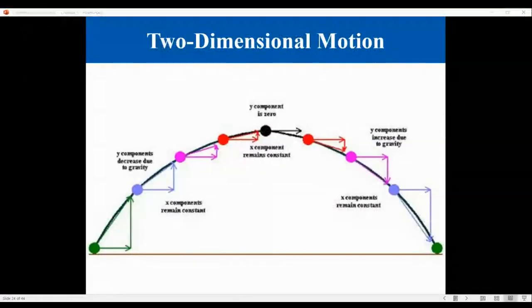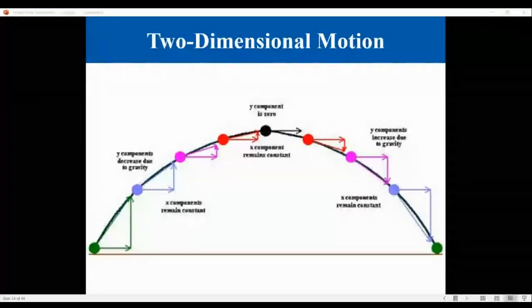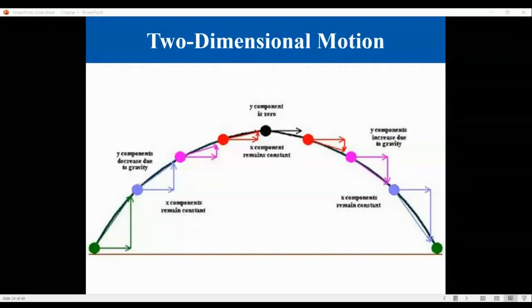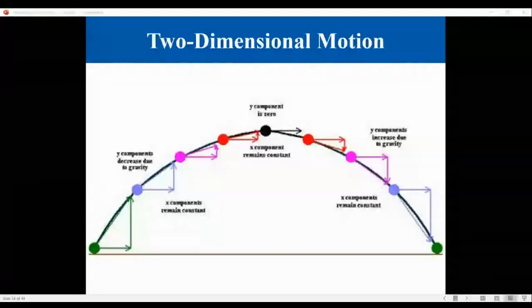Not sure if you guys can hear me, but again, these are just the components. But as you can see on this side, the y components decrease due to gravity. On that side, it increases due to gravity when the ball's falling downwards. Obviously, it's accelerating more. And what's important to note is that the x component remains the same. Right?